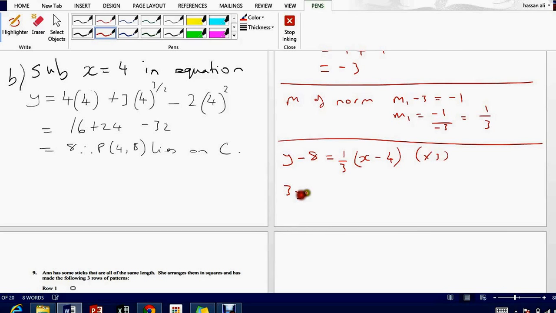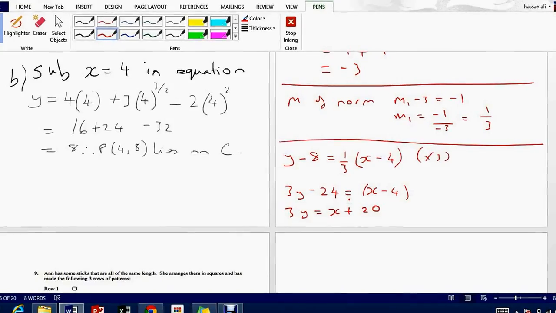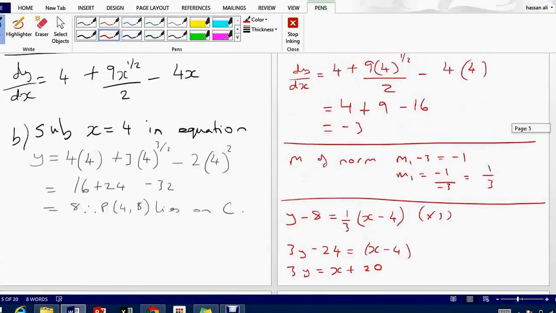So that'll give you 3y minus 24, and x minus 4. Alright, don't need those brackets there. Then you want it in the format of 3y equals x plus 20. So if I take that minus 24 across, that will give me my x, because minus 4 plus 24 will give you x plus 20. And that's that question there.